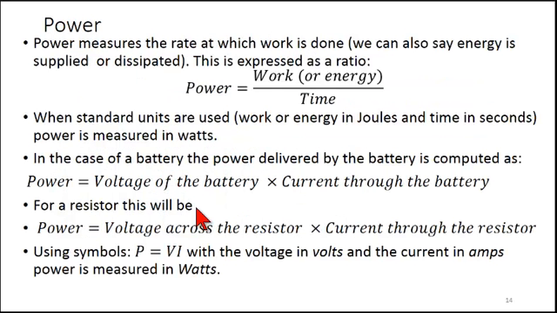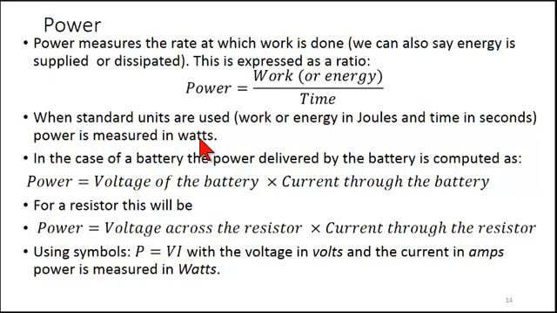So going back to the definition of power, power is defined as a ratio of work done over time, or energy delivered or provided over time. Those are the same units, so we can talk about work or energy. Both of those are measured in joules, and the time is measured in seconds. So the ratio joules over seconds is what we will refer to as a watt. That's the unit of power.